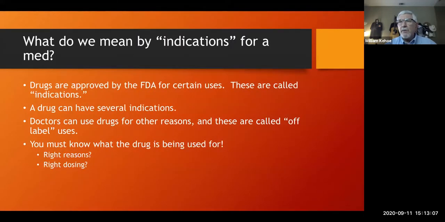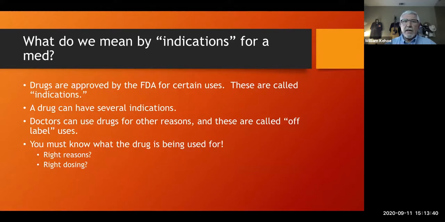Now, what is meant by quote unquote indication for a medication? The drug companies take these medications through clinical trials for specific reasons. We call those reasons indication. So for instance, let's talk about blood pressure or hypertension, high blood pressure. A company might take a medication through clinical trials, testing it in people who have high blood pressure. They find it works and it's approved and brought to market. The FDA will approve that medication for the treatment of hypertension.